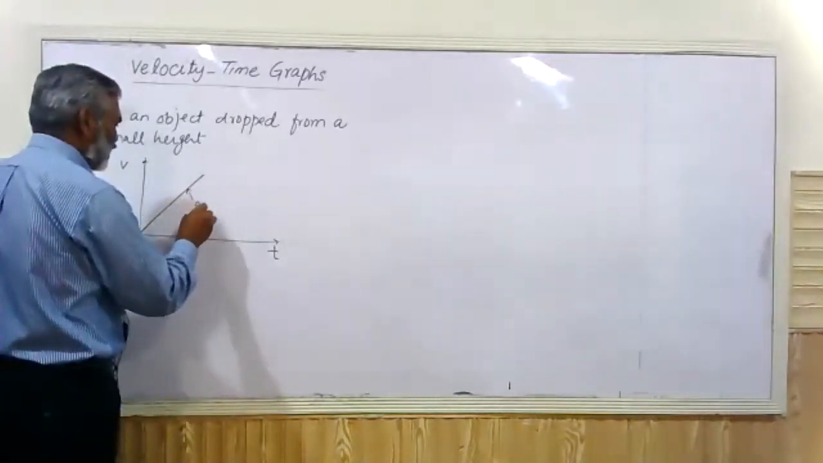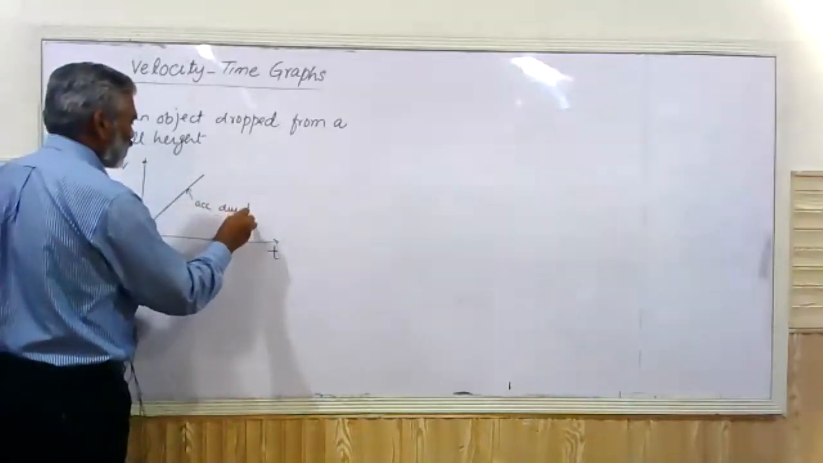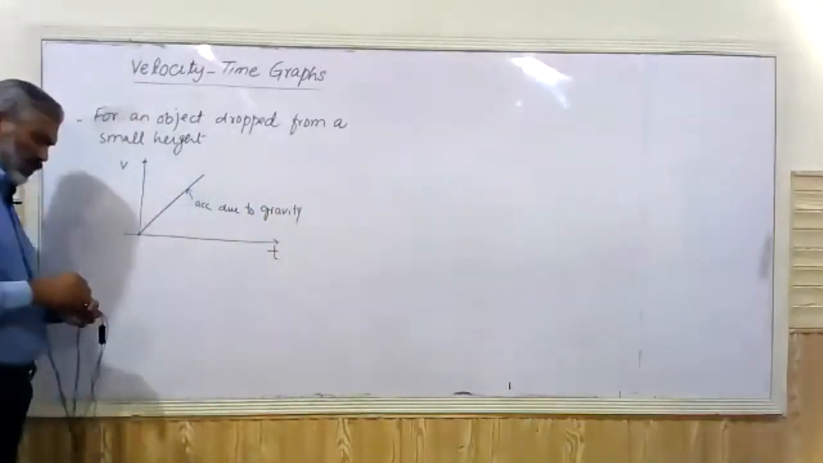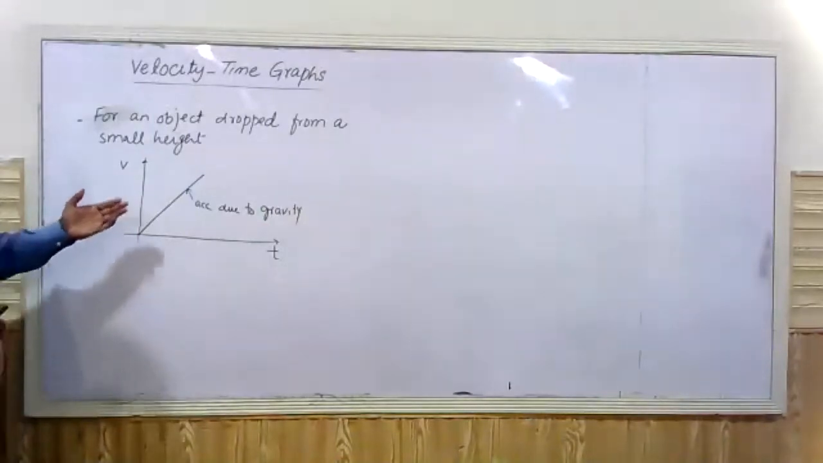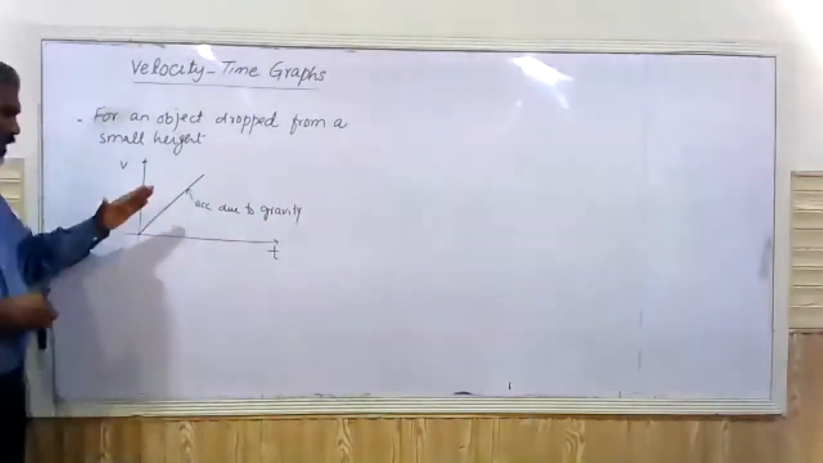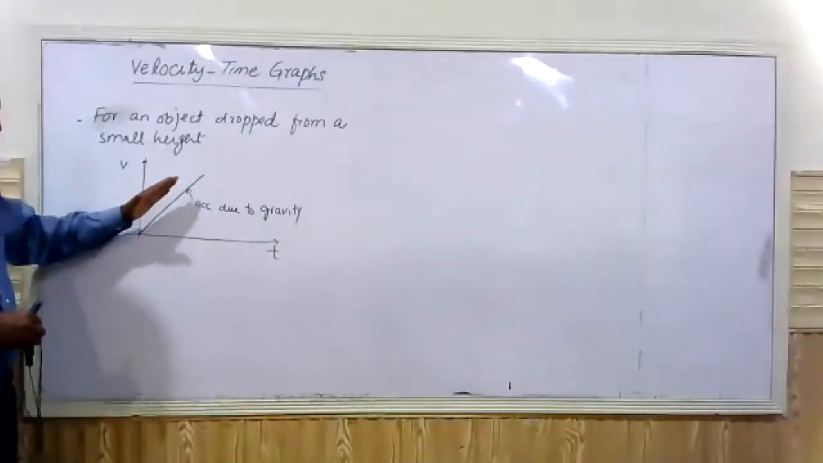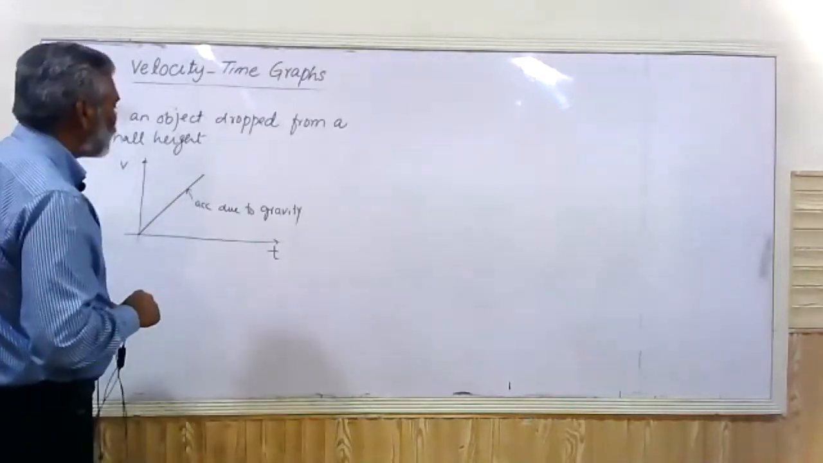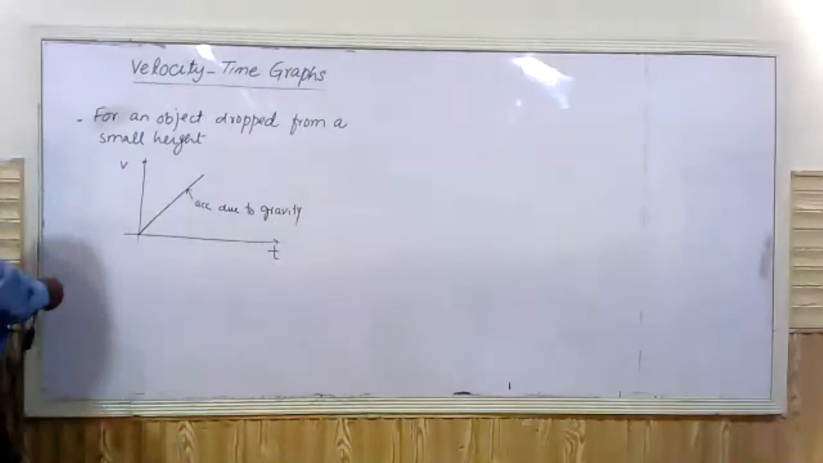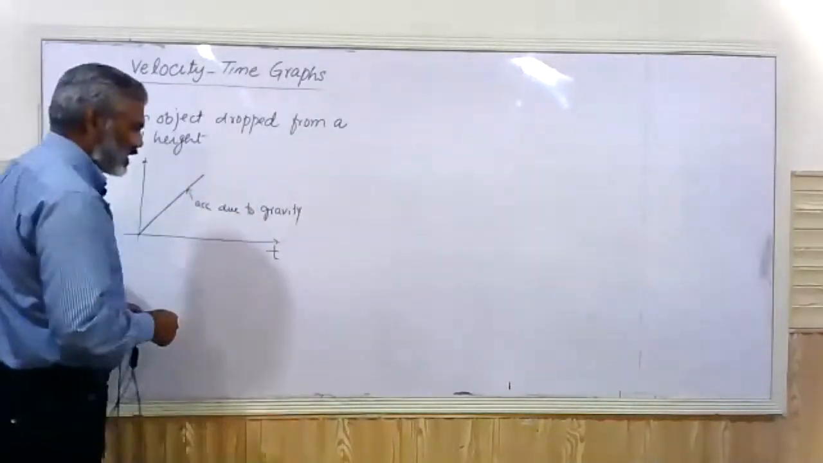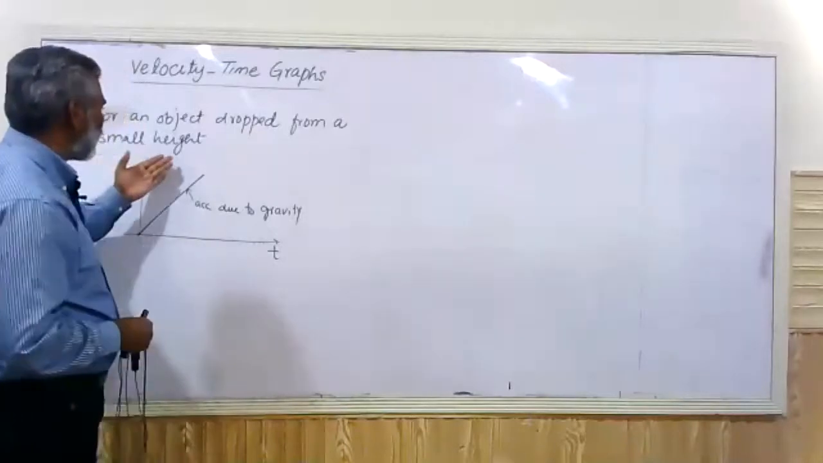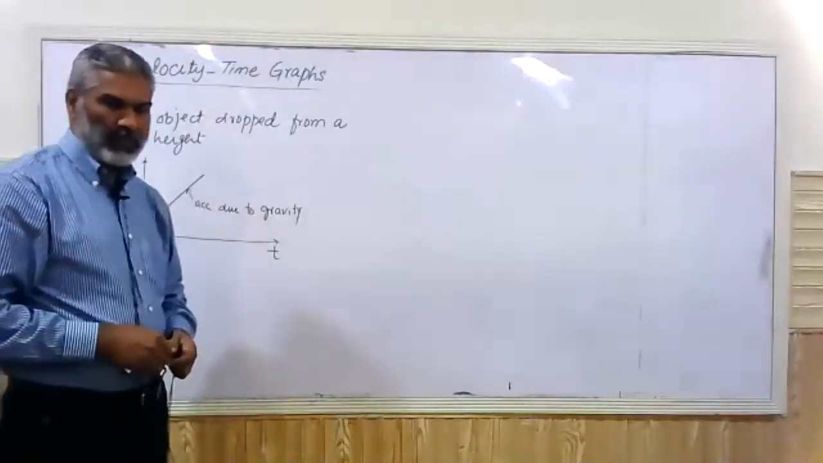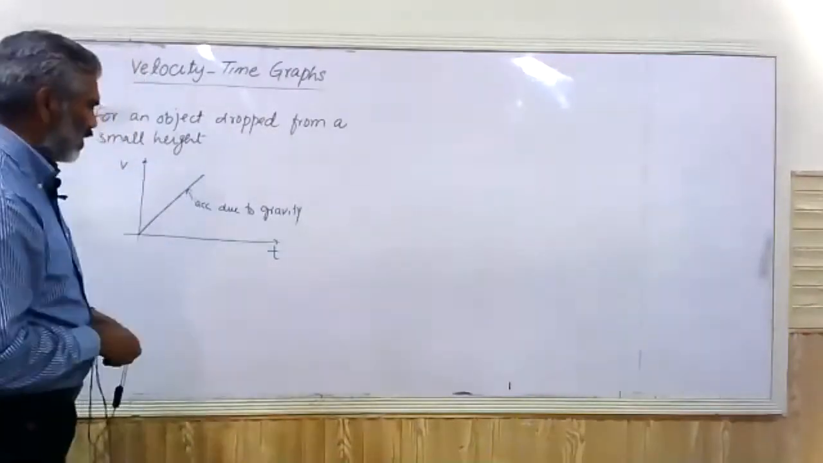So this is acceleration due to gravity, which is constant. So approximately 10 meter per second square should be the gradient when you calculate the acceleration with the help of a graph like this. This line continues as long as the object falls, but obviously this is not going to be a very large time for which the object falls, because it's a few meters through which it falls.